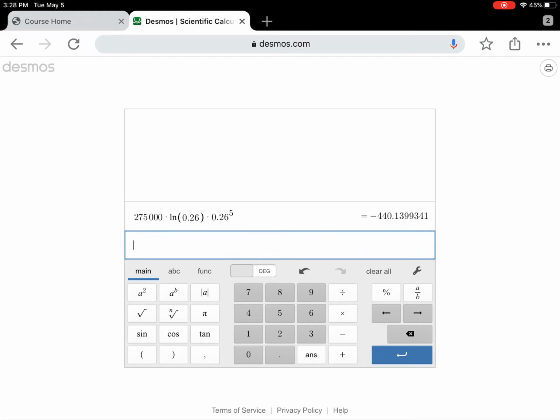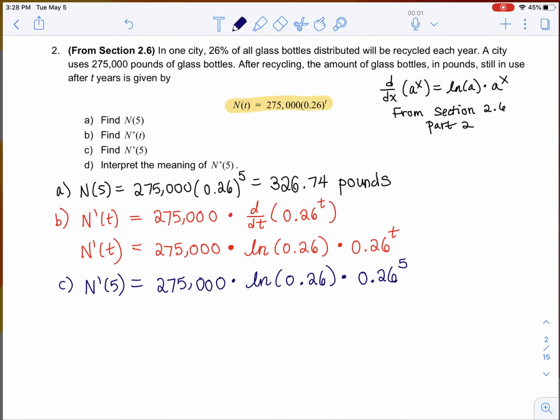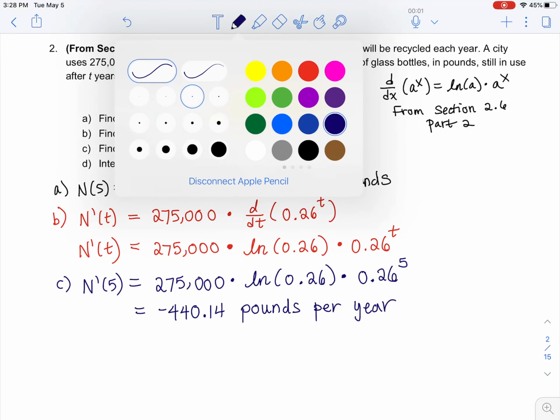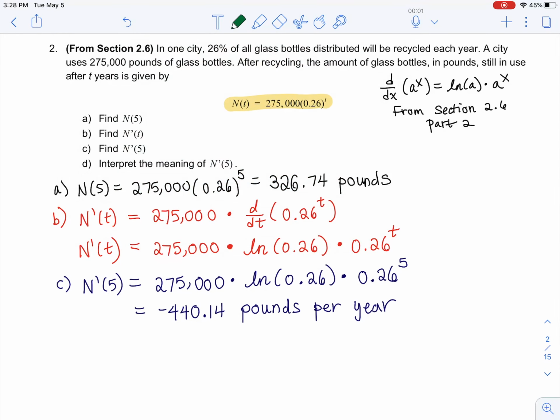Okay, so we should talk about this answer on part D. So it is negative 440.14, rounded. And this one was the derivative function, right? So we found the rate of change. The rate of change is negative 440.14 pounds per year. So we're done with C.